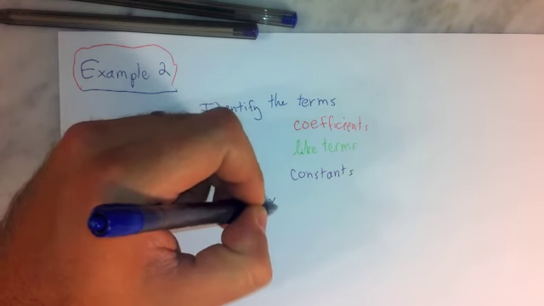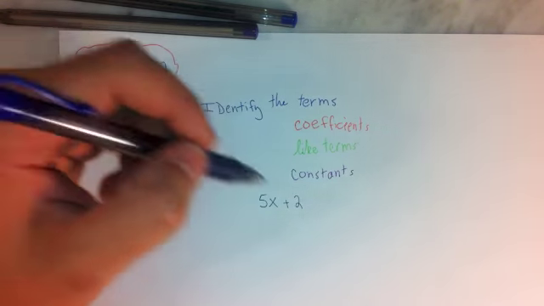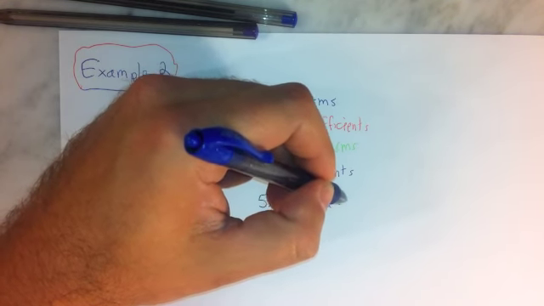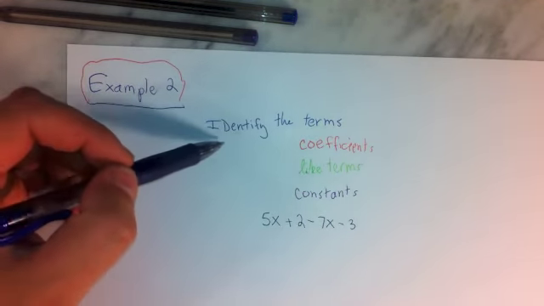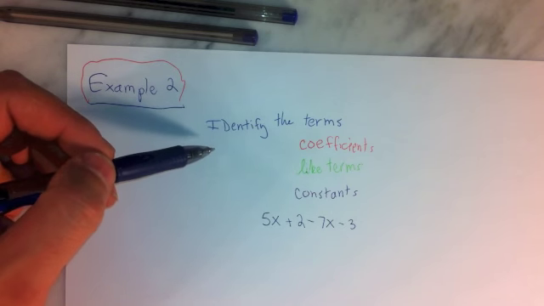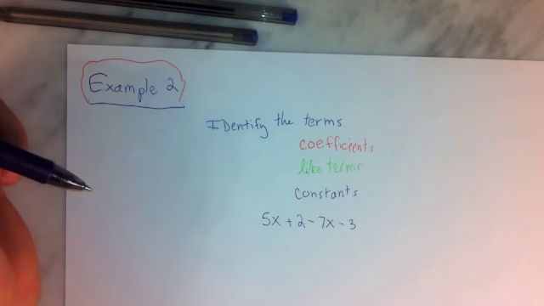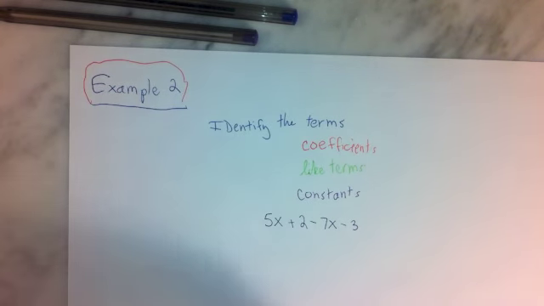5x plus 2 minus 7x minus 3. So our job right here is to identify. Do you guys see that word right there? Identify, which means to figure out which one is which. We're going to identify the terms, the coefficients, the like terms, and the constants.